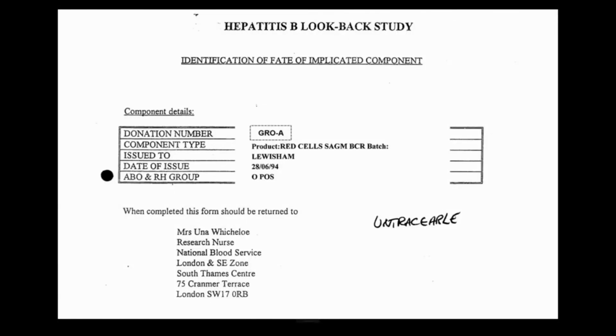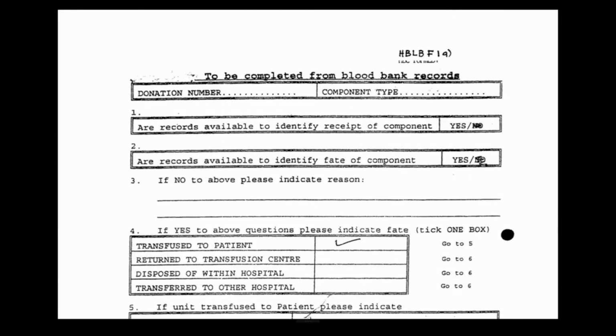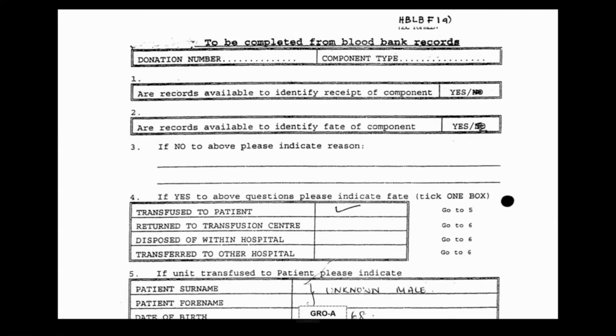We have a report form around red cells that had been issued to Lewisham, and we can see handwritten on this very first page, "untraceable." And if we turn the page, we can see at the top that there are records available to identify receipt of the component and the fate of the component, that it was transfused to a patient.